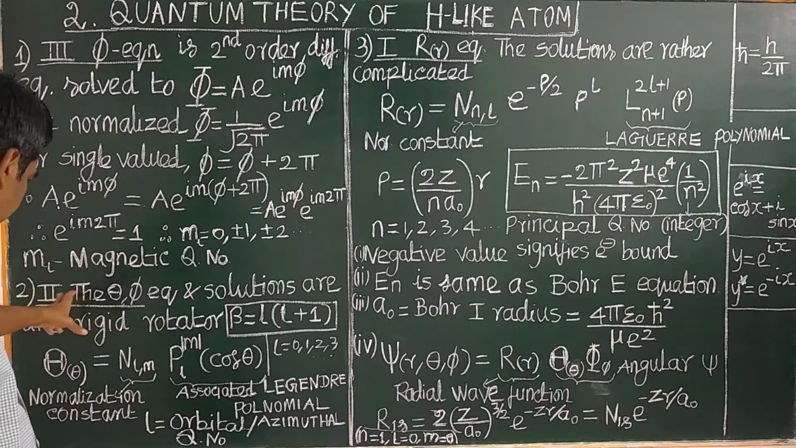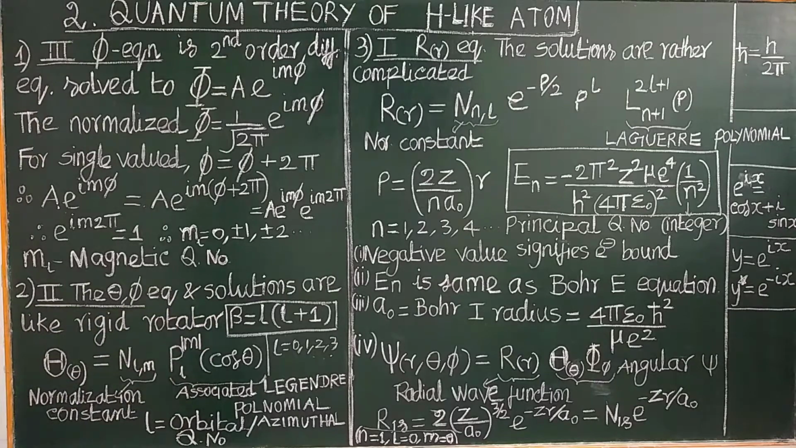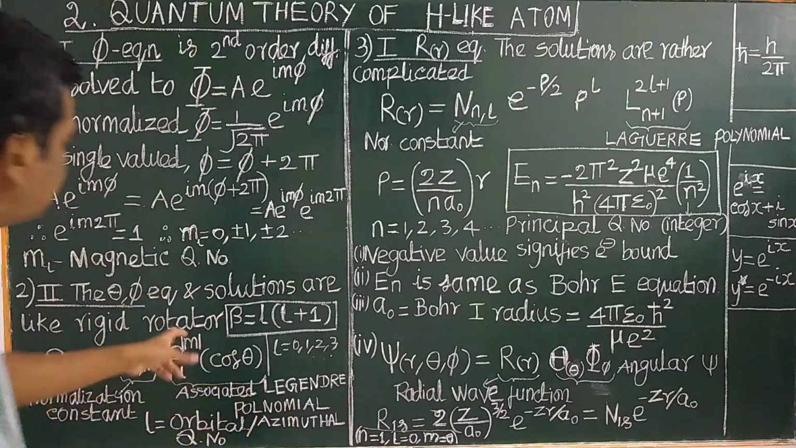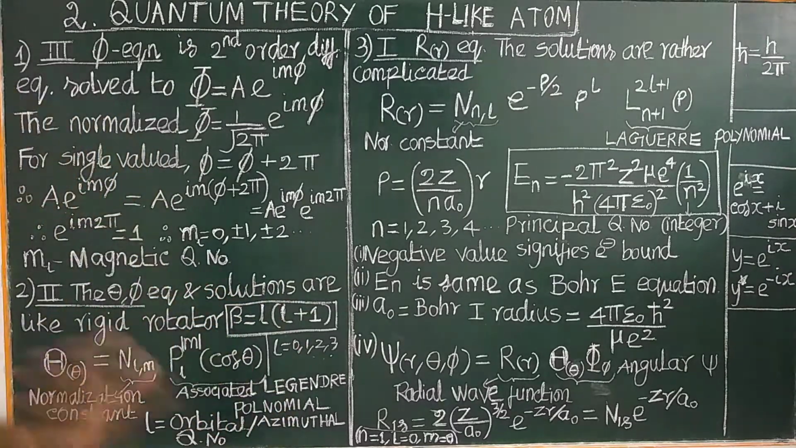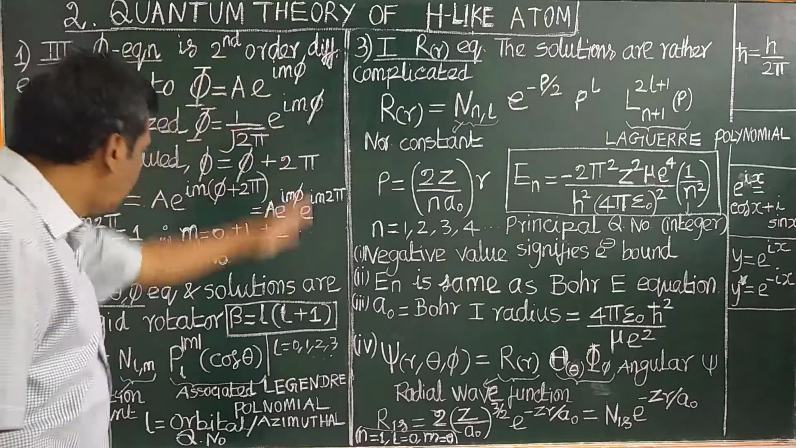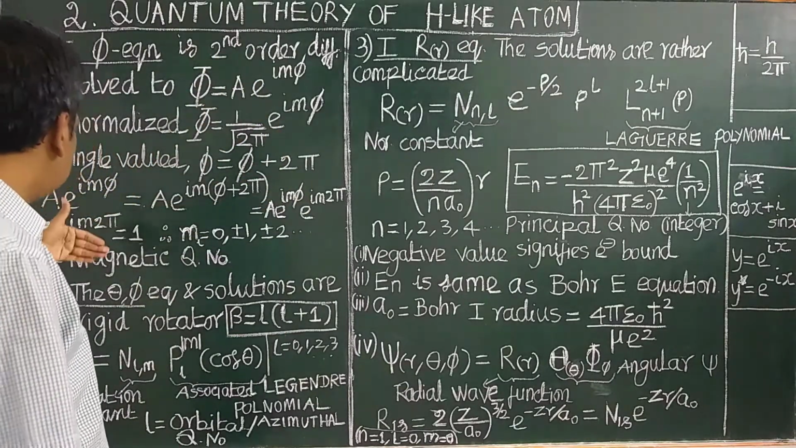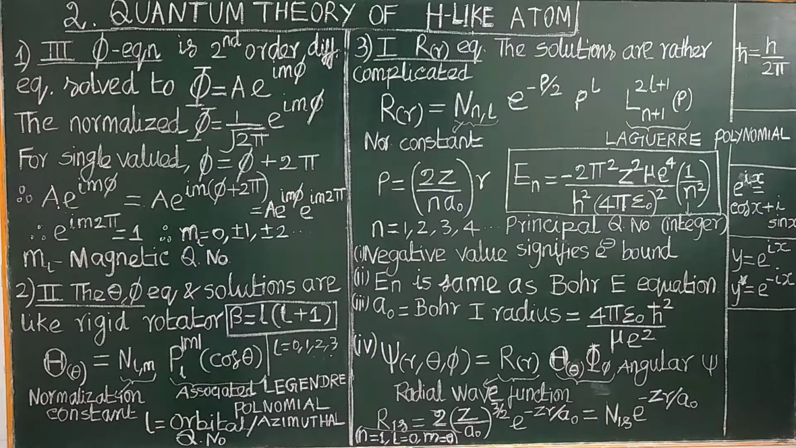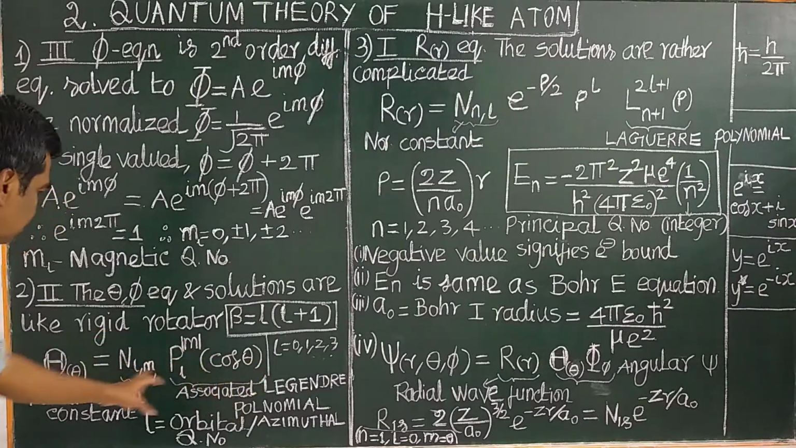Similarly, for the second equation, the theta and phi equations and their solutions are similar to the rigid rotator problem. We have already solved the phi equation and the theta equation. They are very similar to the rigid rotator problem. Therefore, by solving equation 2, the theta wave function is obtained as follows.